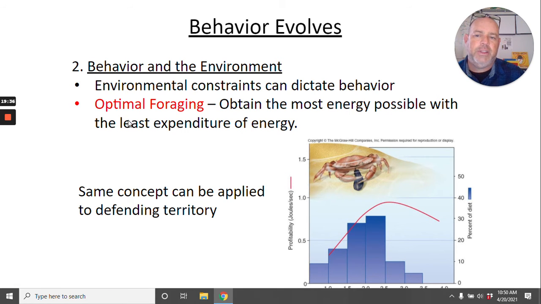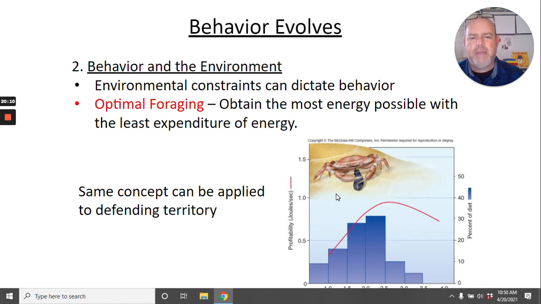Another example here is optimal foraging. The best way I can explain this is getting the best bang for your buck, so obtaining the most energy possible with the least expenditure of energy. So if you look at our crab here and you look at the mussels, and I'm sorry that the bottom of these images keep getting cut off, but these are the sizes of the mussels going across the bottom. So you can kind of read there. It goes from 1 to 4 centimeters, I think is the unit. I can't remember, but centimeters or inches or something.